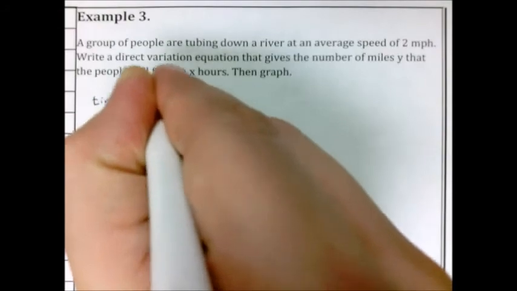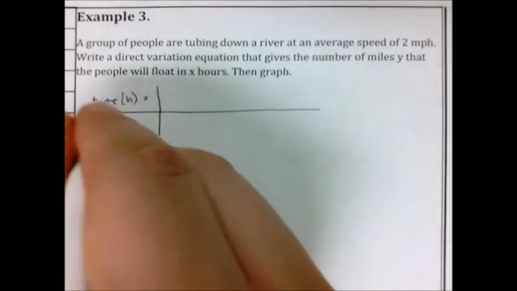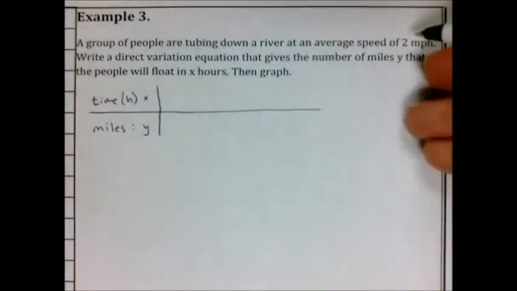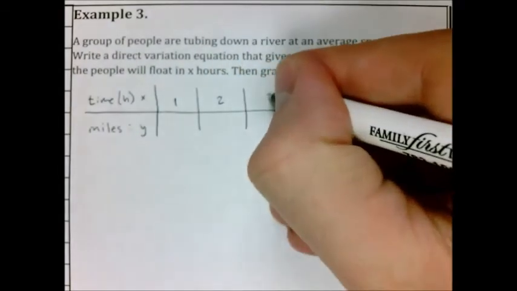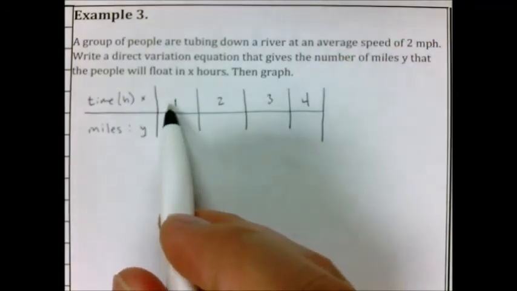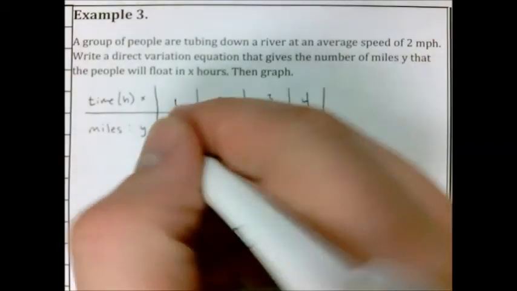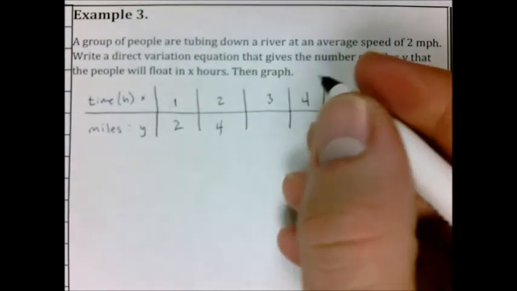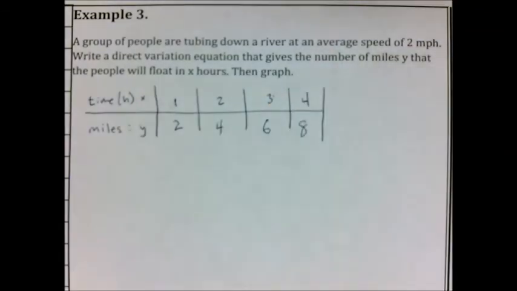And this is our x. And on the other side we have y, which was miles. Alright, and let's just go ahead and try 4 of these here. 1, 2, 3, and 4. If we are tubing for 1 hour, well, we're going 2 miles per hour, right? That means we will travel 2 miles. If we are going 2 hours, we're going to travel 4 miles. 3 hours will be 6 miles, and 4 hours will be 8 miles.